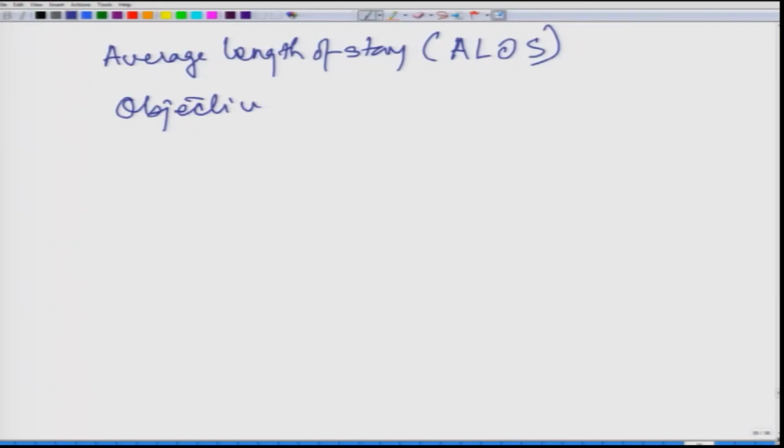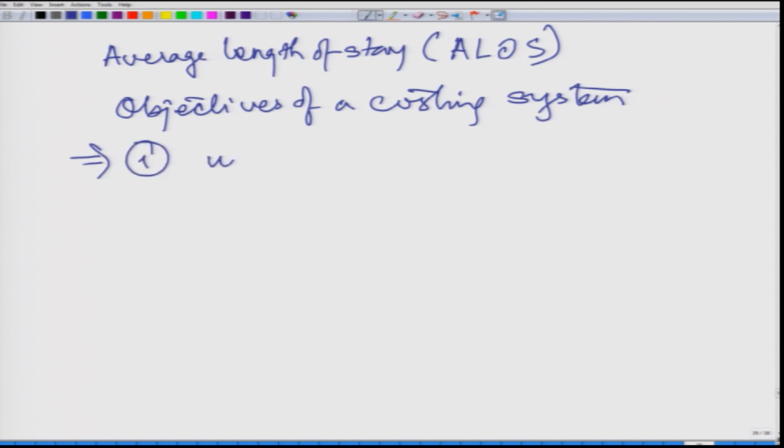But when we are looking at the measurement of this average length of stay, or the cost associated with the length of stay, or treating a particular patient having a particular disease, or eventually when I talk about a hospital holistically, we don't talk about a particular disease, it's everything together, and there comes the challenge. When we talk about everything together, the objectives of a costing system talk about, number one, utilization of resources.